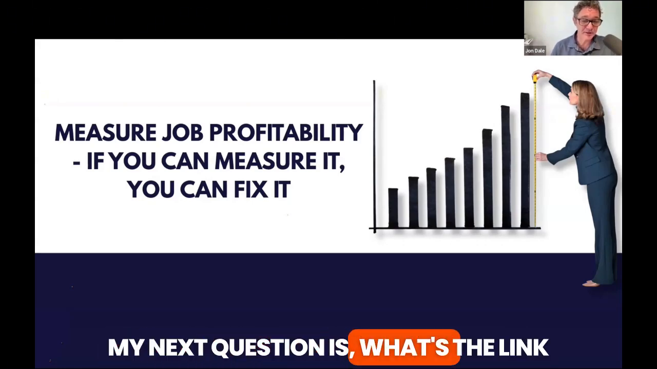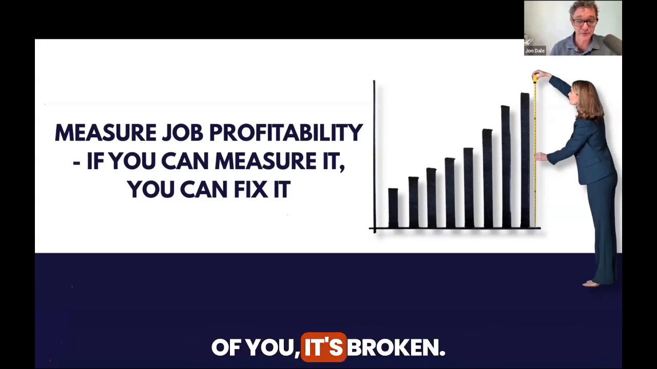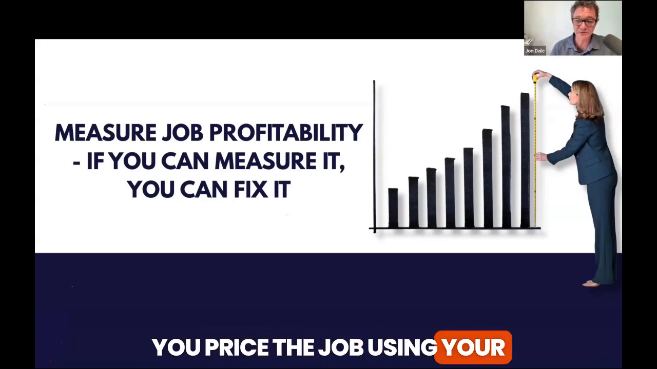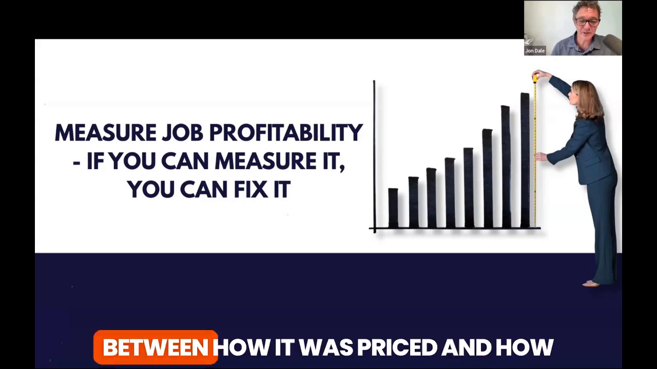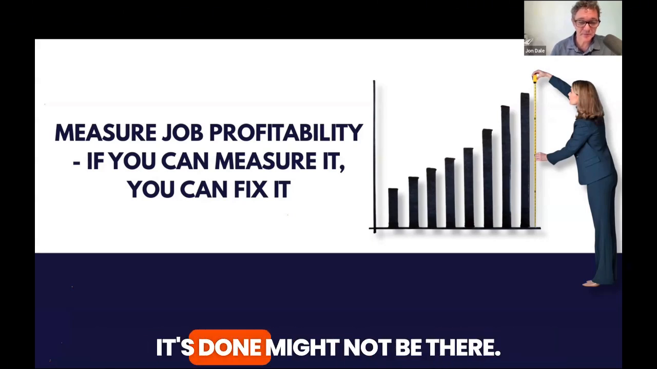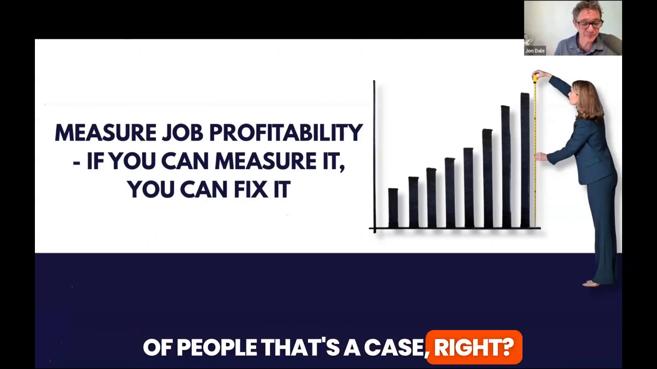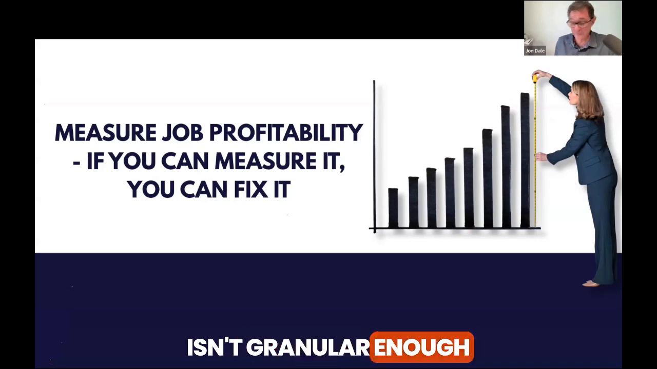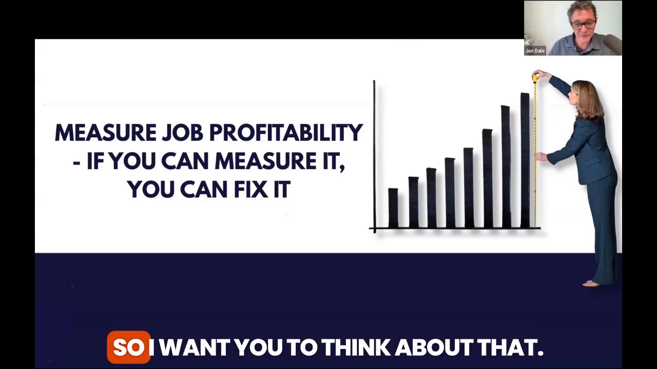My next question is, what's the link between quoting and execution of jobs? And I think for a lot of you, it's broken. You price the job using your estimating process, and if you win it, you do the job. But the link between how it was priced and how it's done might not be there. Right. So I think for a lot of people, that's the case, right? The way you price maybe isn't granular enough and can't recognize things like we had to do a second story and put scaffolding in. So I want you to think about that.